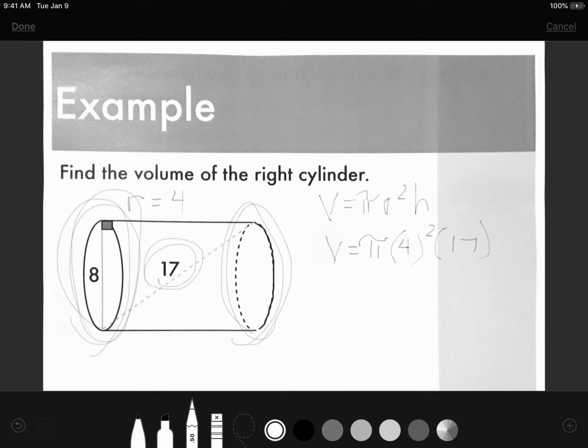So I'm going to leave my answer in terms of pi. If you need to change it based on directions, if they say to the nearest tenth, you can just multiply by 3.14 when you are done. So I'm going to do 4 squared, we get 16. So I have 16 times 17 is going to give me a volume of 272 pi. And we don't have any units written, so we're going to write units cubed.